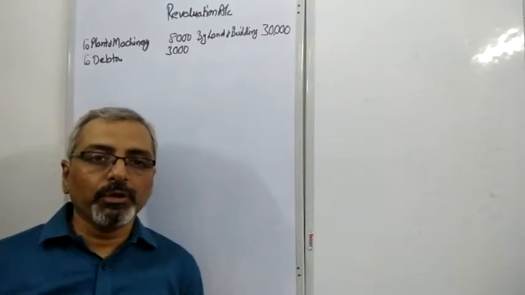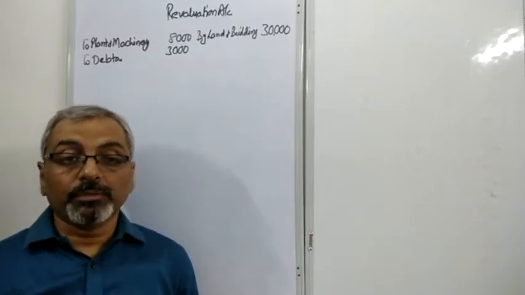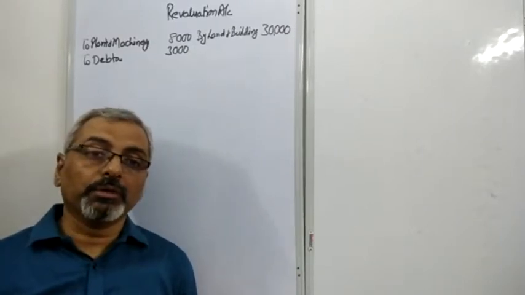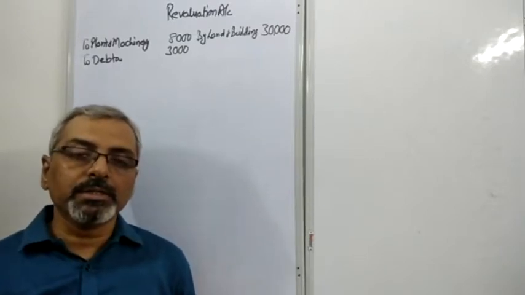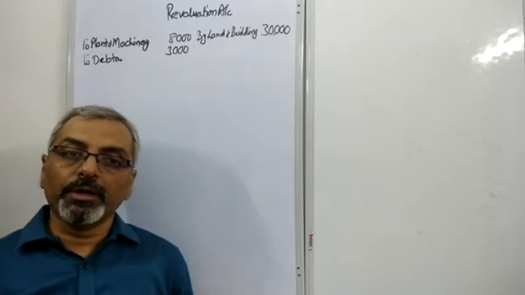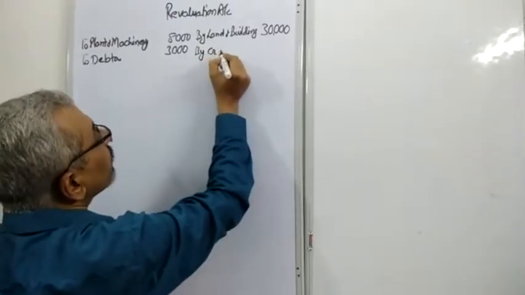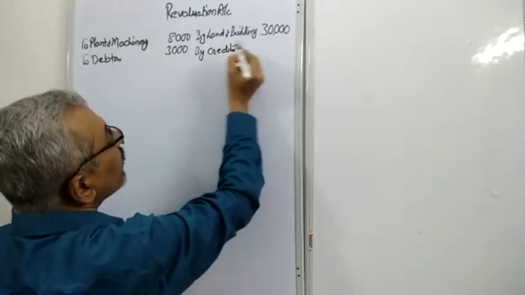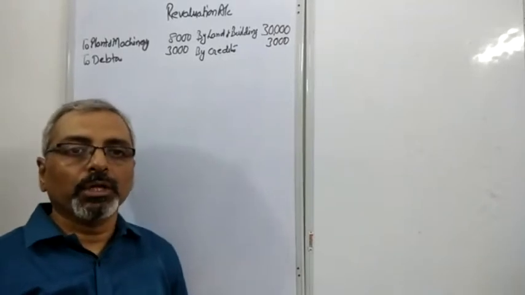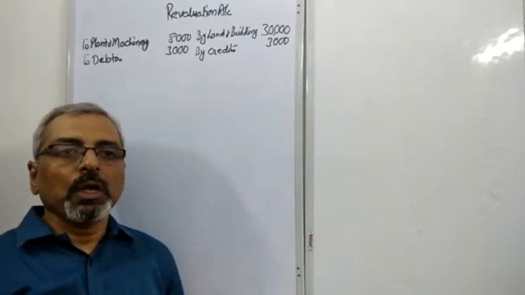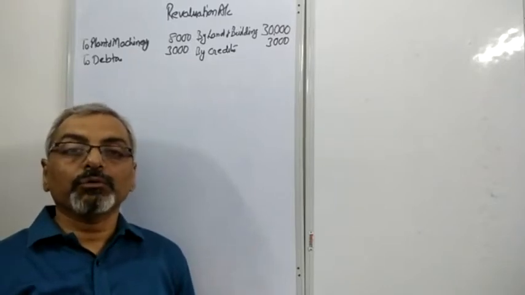See very carefully over here, the value of creditors has gone down from 35,000 to 32,000. So there is a decrease of 3,000, and we know when there is a decrease in the liabilities, it will go to the credit side of the revaluation account. So we'll write in the credit side by creditors and the value is 3000 because it has gone down from 35,000 to 32,000.